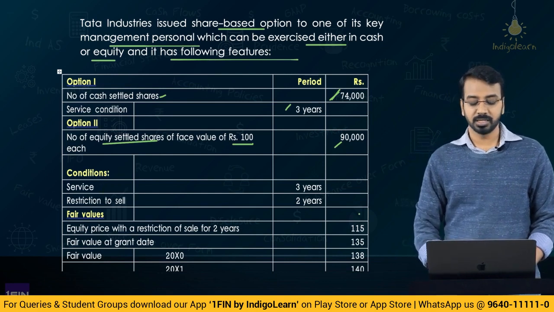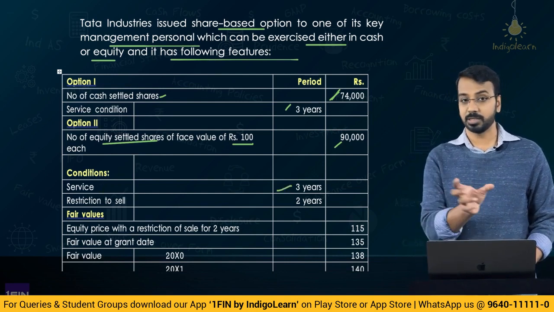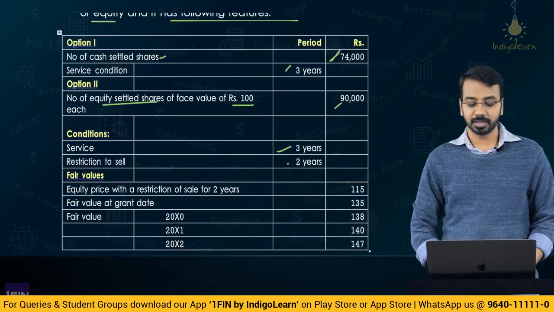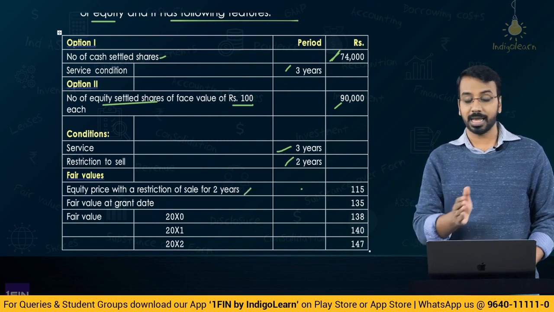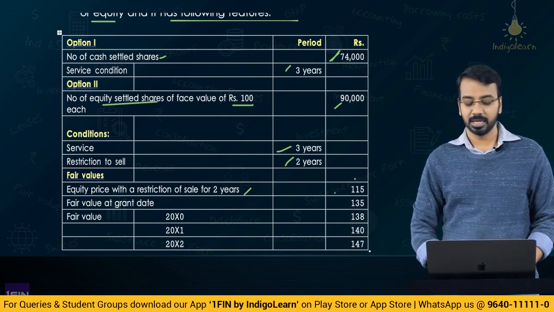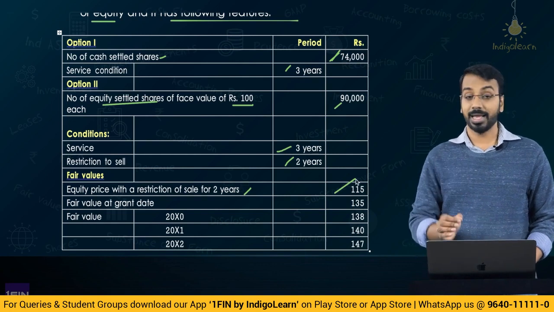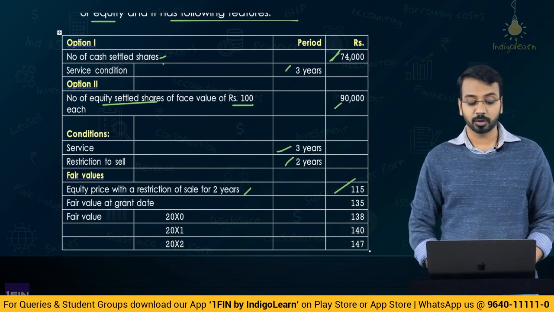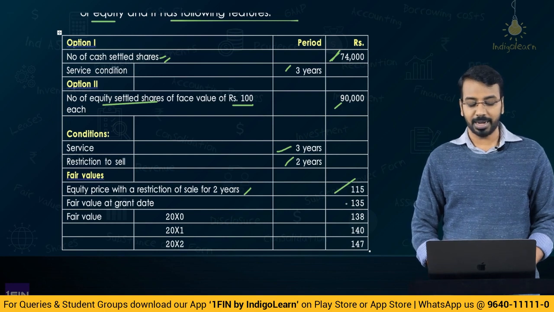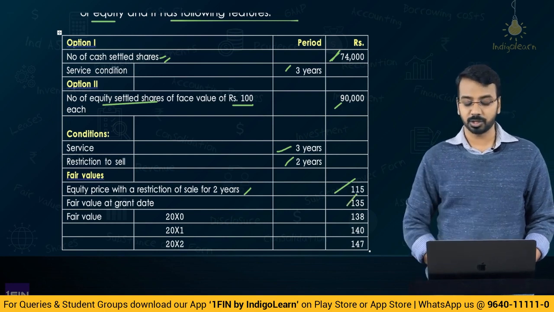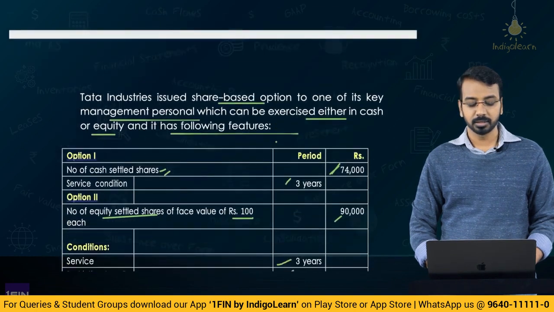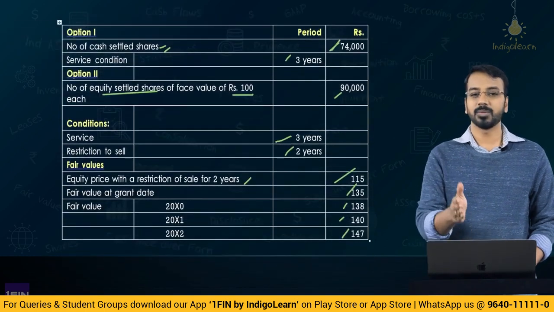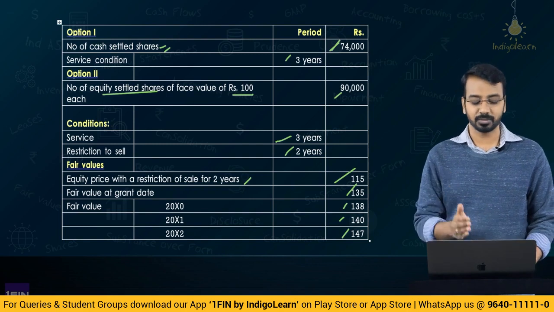For the second condition, there is a service period of 3 years, that is the vesting period, and there is a restriction to sell for 2 years. Equity price with a restriction to sale for 2 years, that is at the initial date or the grant date, is 115, that is the fair value as on the grant date for the share based option. Fair value at the grant date is 135 without the restriction. Then they have given fair value at the end of year 0, year 1 and year 2. When was it granted? It isn't mentioned, so we can assume that it was granted on maybe 1st of January of year 0 or any other grant date which is relevant.